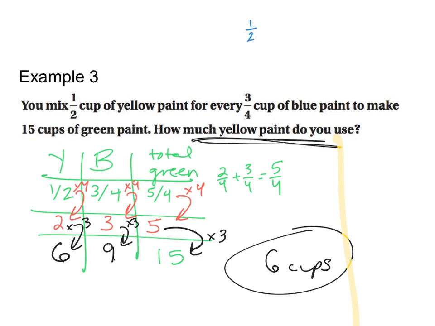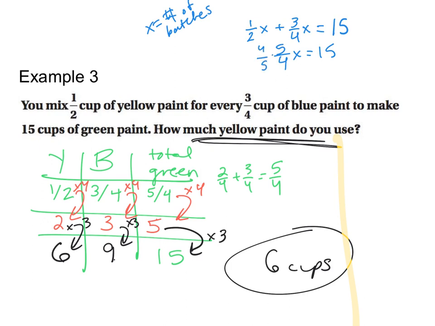So in order to do that, I'm going to say 1/2 x, meaning my number of, we'll say batches, which is usually used for recipes, but we'll go ahead and use it for paint now. Number of batches, number of times I'm making this. So 1/2 x plus 3/4 x. As many times as I'm going to do a half a cup of yellow, I'm going to do 3/4 cup of blue. And that's going to equal 15. Now from here, I'm going to get 5/4 x equals 15.